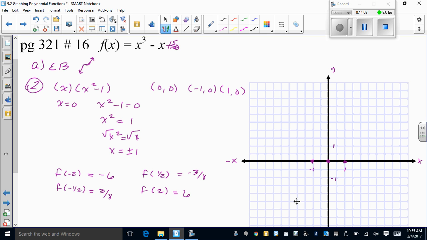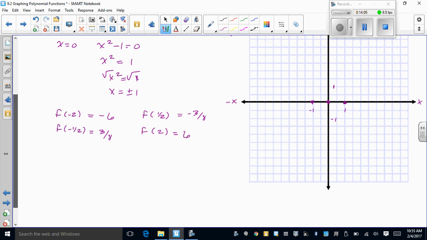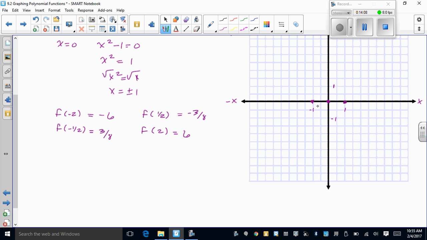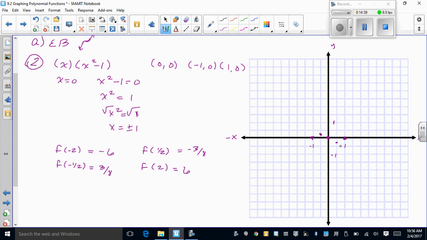Okay, so negative 2, negative 6. Oh, I'm going by ones. I have to remember that we're not going by ones. There's 1, 2, 3, 4, 5. Kind of went off the graph here. This is a 0. At 1/2, it's not quite a half. And at positive 1/2, again, not quite 1/2. And then guess what's going to happen on the other side? It's going to go off the graph, just like the other side did.